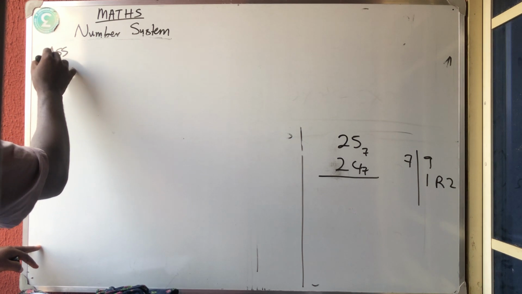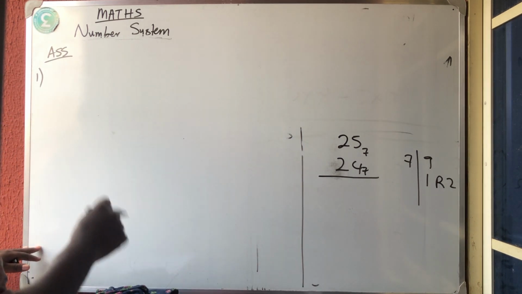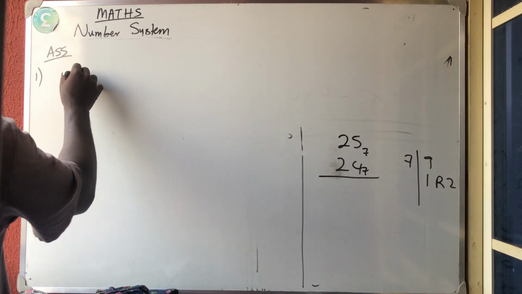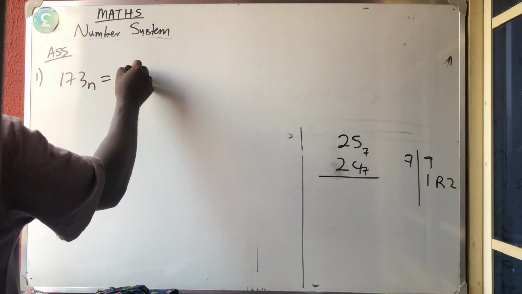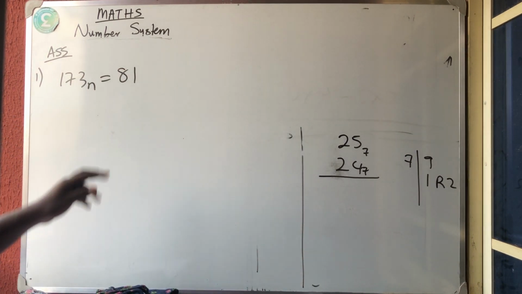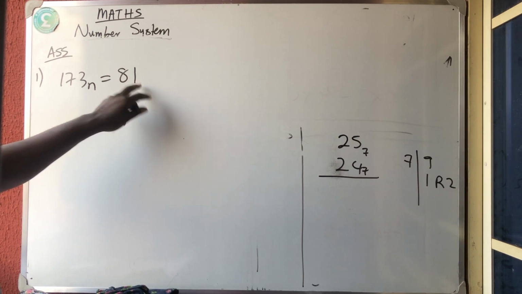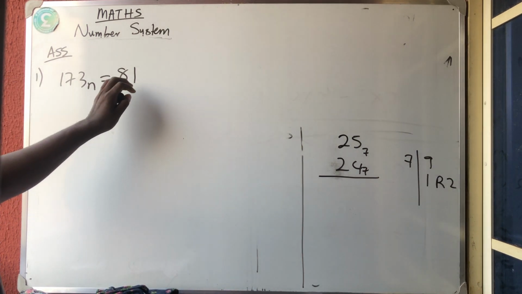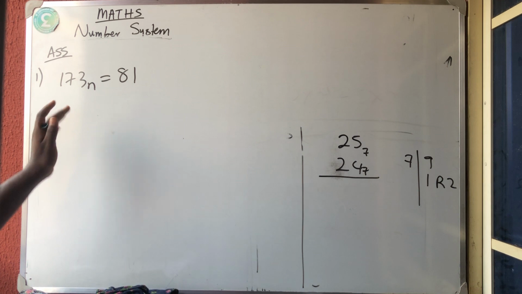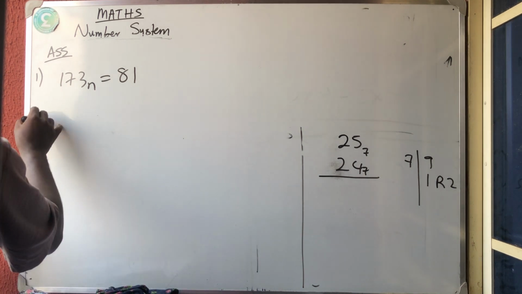Assignment. Number 1 said 173 base n is equal to 81. Remember that if the base is missing, it is base 10. So since this one is already 81 in base 10, no need to convert. The only one we are converting is this one. Okay, number 2.